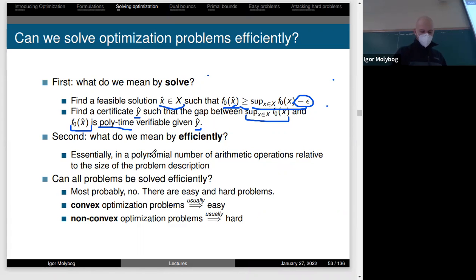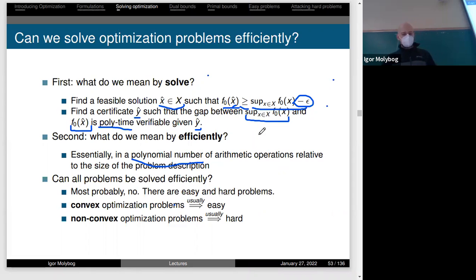However, for the majority of the course, we will be focusing on algorithms that make a polynomial number of arithmetic operations in terms of the size of their input. Then the question is, can all optimization problems be solved efficiently? Most probably the answer is no, because the intuition is saying that there are easy and hard problems. Moreover, the math is telling us that there are hard problems.